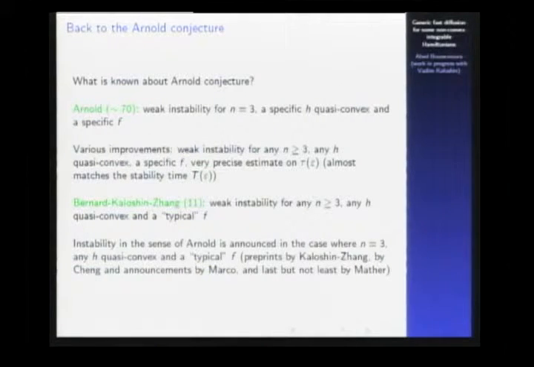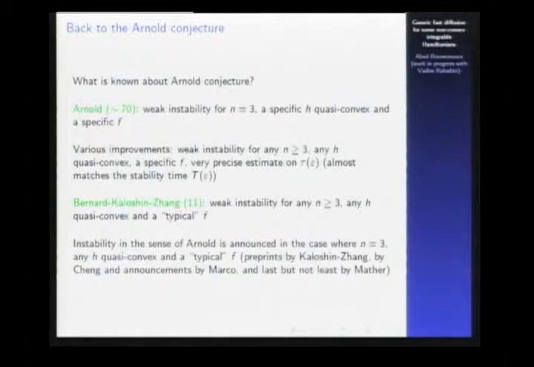So of course you have more conditions here, but this defines the same set of cusp residual perturbations. So you have preprints by Kaloshin and Zhang, by Tieng, and an announcement by Marco, and of course by Mather. All of these strongly use the work and ideas of Mather. I will not say this is the conjecture of Arnold, because you still don't have a generic F, but, as I said, this is still a large class, really.